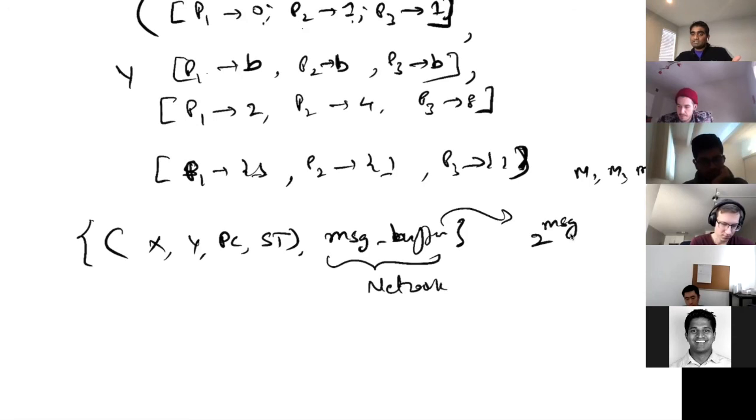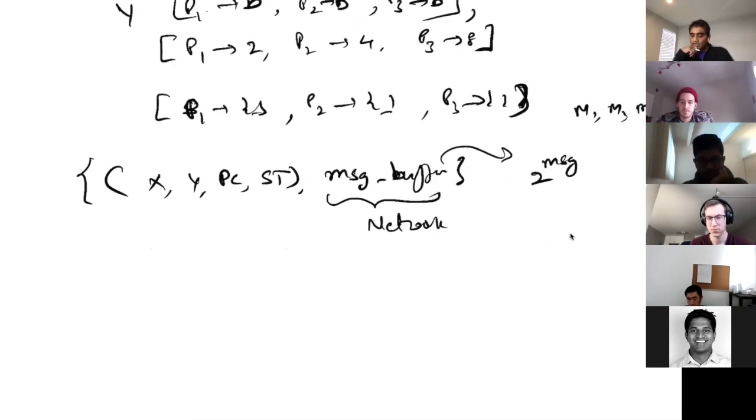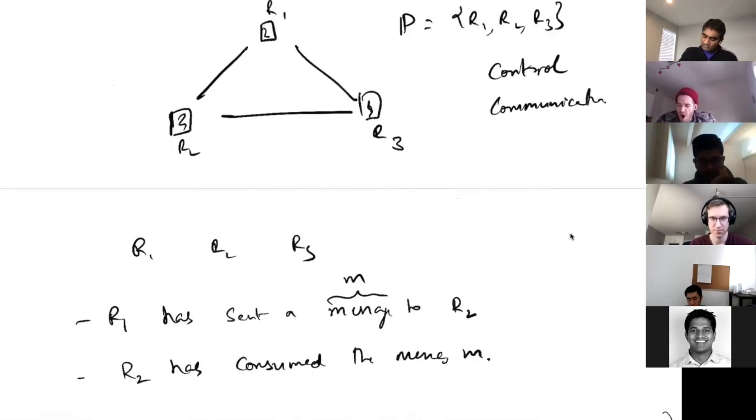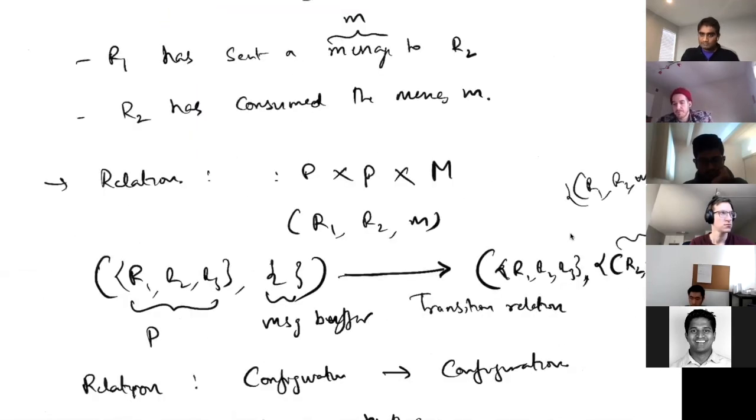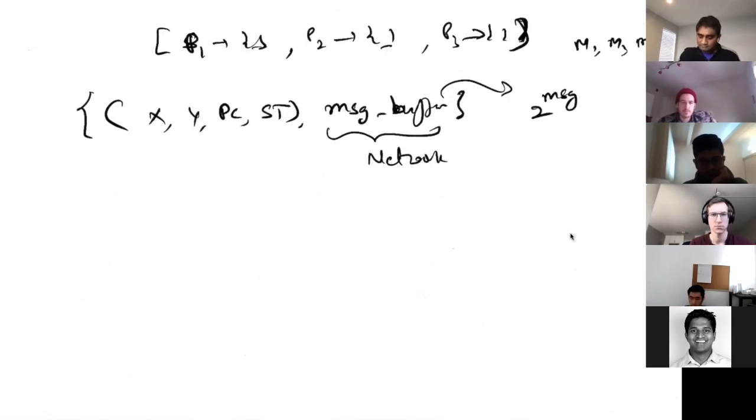When a process has to send a message, it puts it in the message buffer. And when a process has to receive a message, it removes that message from the message buffer and does the local processing. So we have modeled the network component and also the internal state components of this diagram. Using X, Y, PC, and ST, you model what happens here, and using the message buffer, you model what happens here. So you're good. Any questions so far?